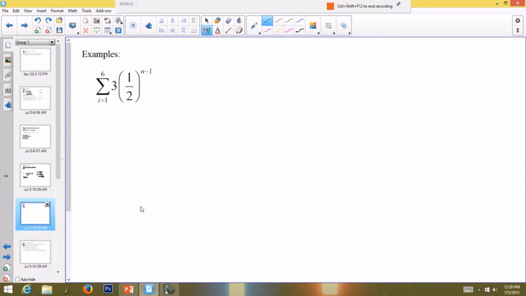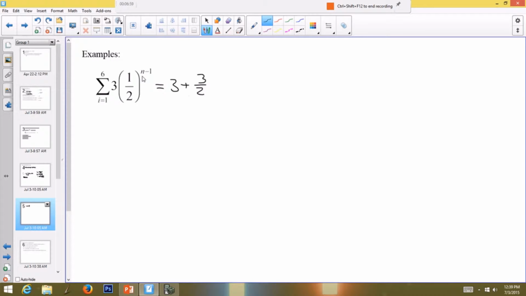Okay, let's look at the last one for this. Again, we're adding up the first 6 terms. So let's calculate a couple of those. When I plug in 1, 1 minus 1 is 0. Any exponential expression to the 0 power, as long as this expression is not 0, is 1. 1 times 3 is 3. If I plug in 2, 2 minus 1 is 1. 1 half times 3 is 3 halves.